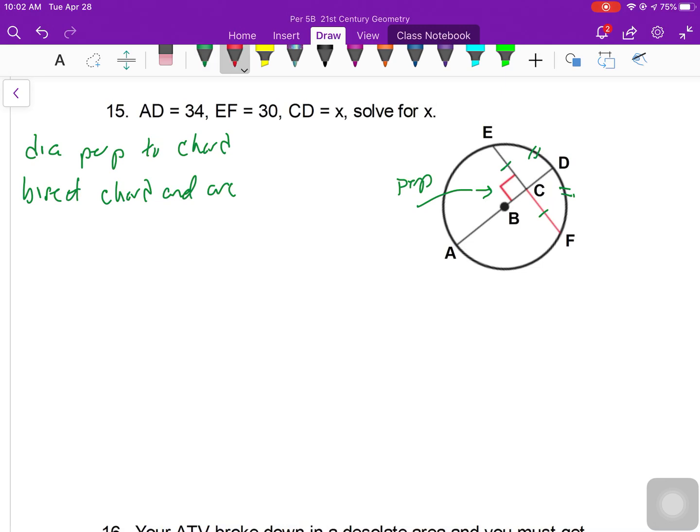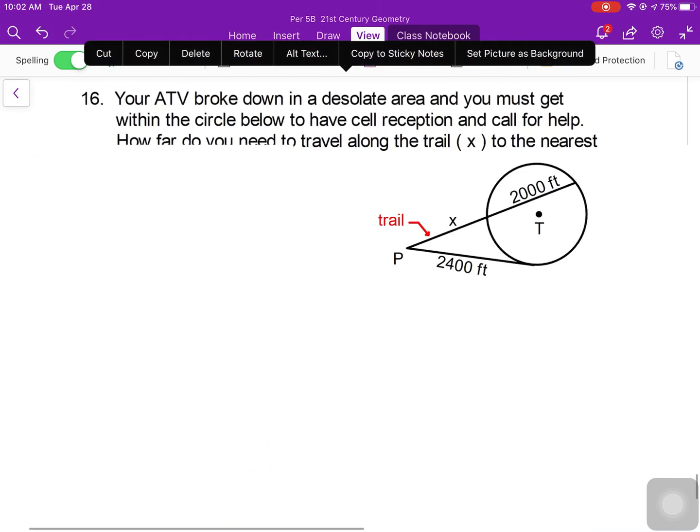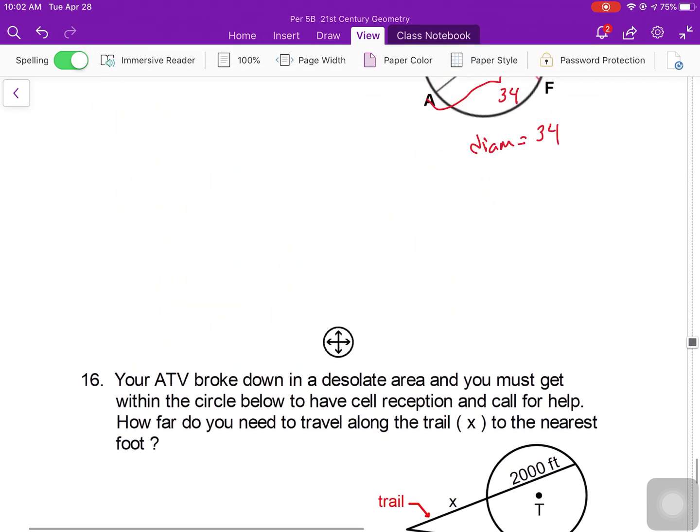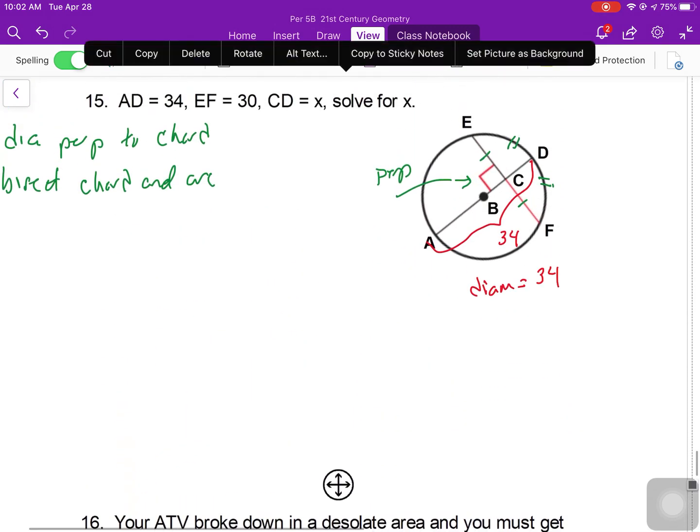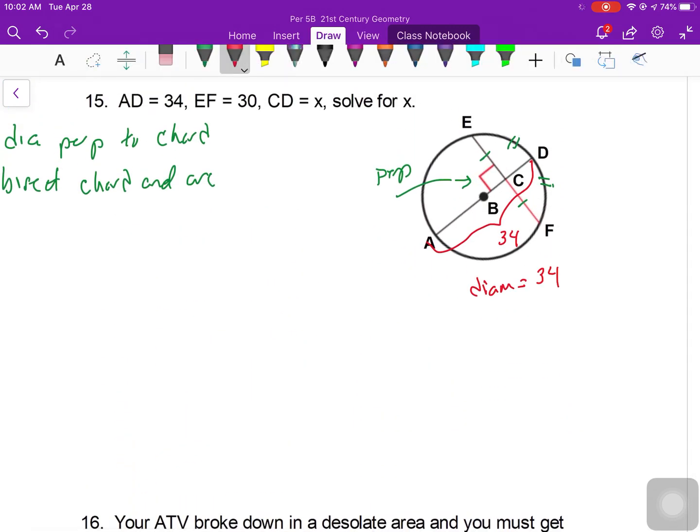They gave us A to D, the whole length. This whole thing was 34. That's the diameter. And then they gave us that C to D was x right here.